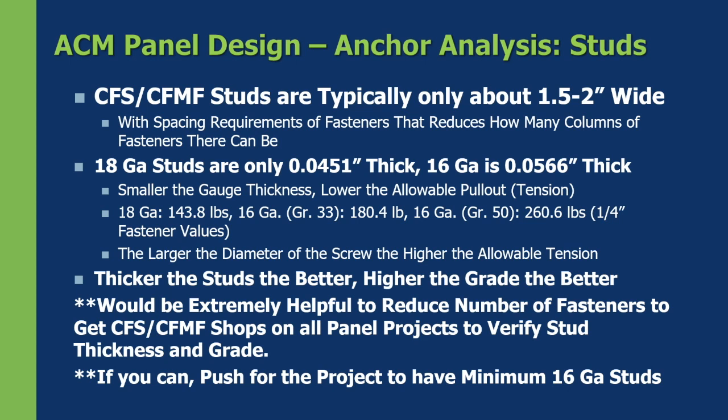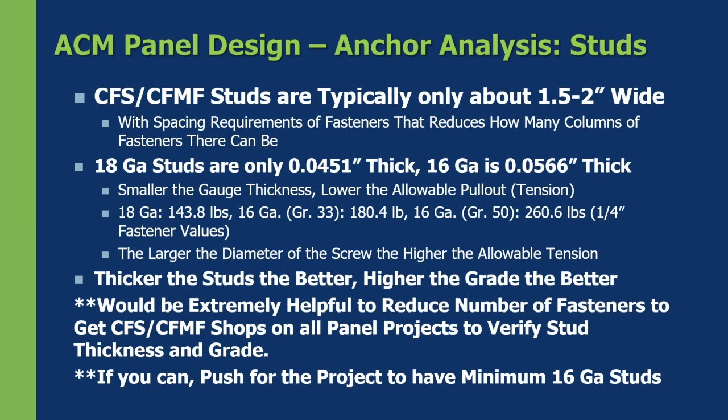So we just got done talking about pry-out, and here's why pry-out is such a big deal. Because if we have to take it into account, we typically need more than one fastener. Sometimes we need rows and columns of fasteners. Well, a cold form steel stud is only about 1.5 inches to 2 inches wide, so that limits how many fasteners we can actually get in there. And then the stud thicknesses, the gauge thicknesses. An 18 gauge stud is only 0.0451 inches thick. A 16 gauge is still under 1/16 of an inch at 0.0566.